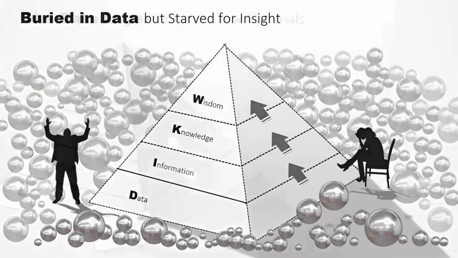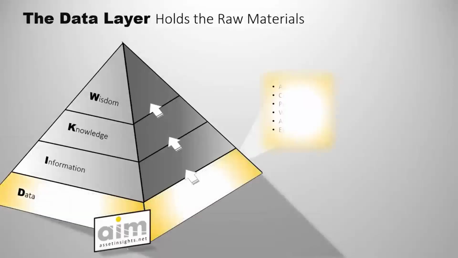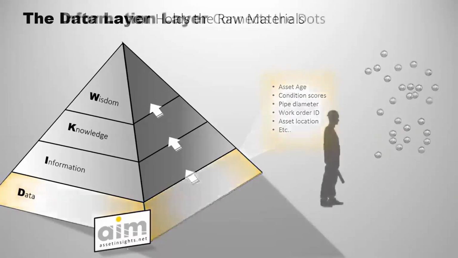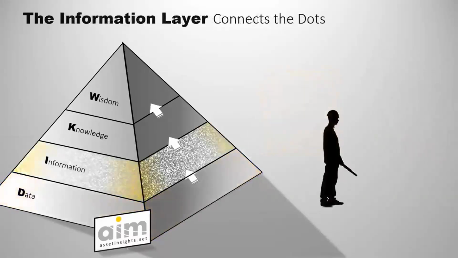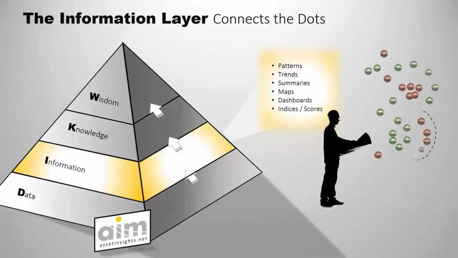Data are the raw signals of our assets, things like age, flow rate, and condition score. They're just dots on a chart, isolated facts and figures. Useful, but not yet informative. Meaning will only emerge when we start to connect them. When data is organized and connected, information takes shape. We begin to see patterns, trends, and context, clues to what's happening, though not yet why.